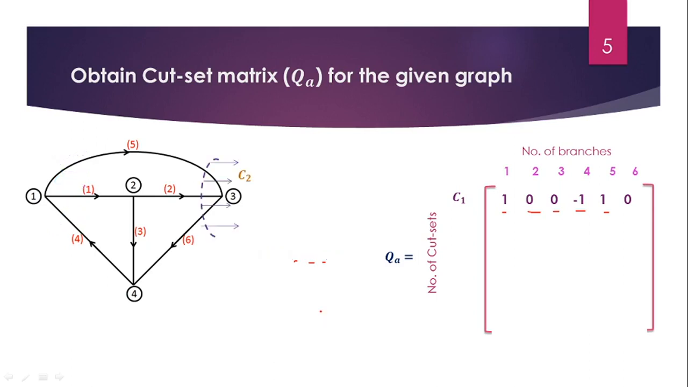For the second cut set, the branches cut here are 2, 5, 6. So for cut set 2 the matrix elements are: branch 1 is not cut, so 0. Branch 2 is cut, and branch 2 has the same direction as the cut, going to the node. Branch 3 is not cut, 0. Branch 4 is not cut, 0. Branch 5 has the same direction as your cut C2, so 1. Branch 6 is going away from the node where the cut is going to the node, so that's why -1.